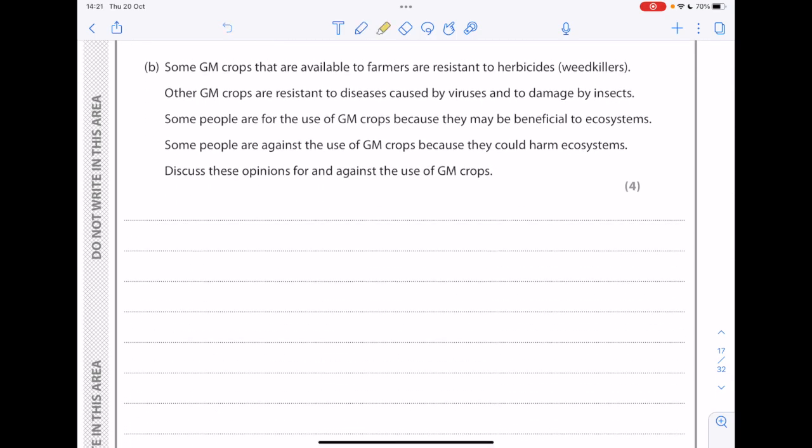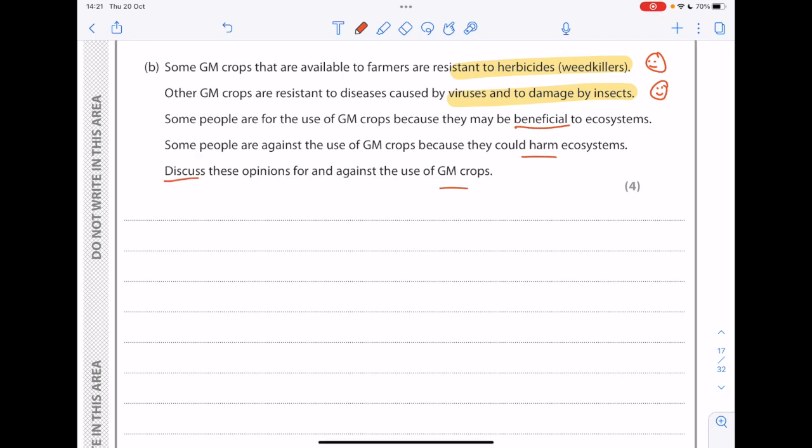Some GM crops that are available to farmers are resistant to herbicides, weed killers. Some GM crops are resistant to diseases caused by viruses and to damage by insects. So from a crop productivity point of view, these are both good things. Some people are for the use of GM crops because they may be beneficial to ecosystems. Some people are against the use of GM crops because they could harm ecosystems. Discuss these opinions for and against the use of GM crops.